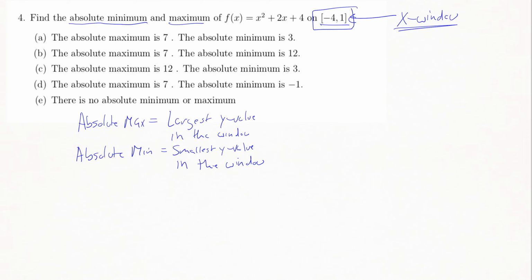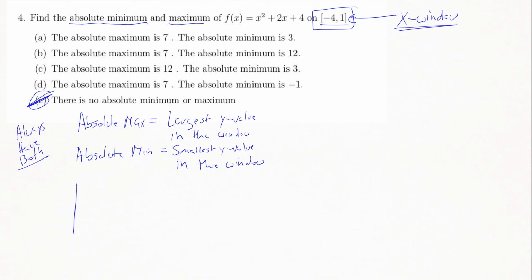The other thing to know about absolute min problems is you're always going to have both. So if there's ever an answer that says you don't have a max or you don't have a min, you can go ahead and throw that one out. Like E here, we know for a fact we're going to have a max and a min, so it's definitely not going to be E where there's no max or no min.